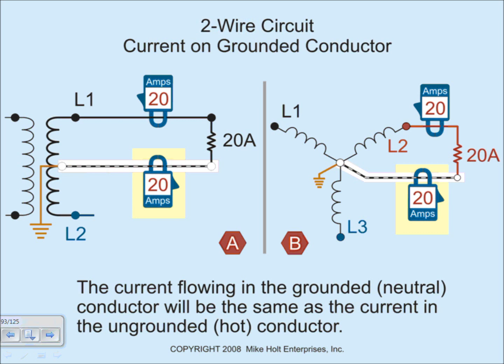So if you have a two-wire circuit like this, guys, if the amps are 20 here, what do you think is going to come back? 20. Now, if I put another 20 right here, what do you think is going to come back?